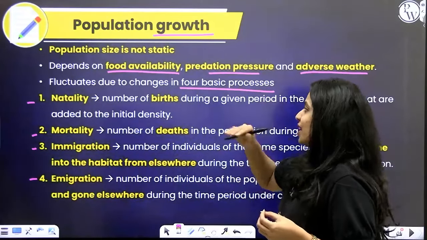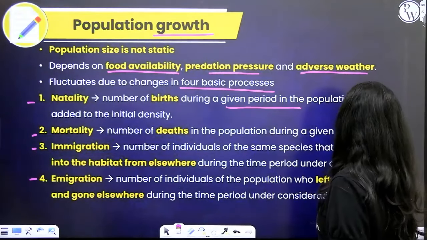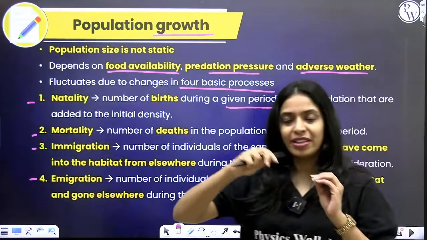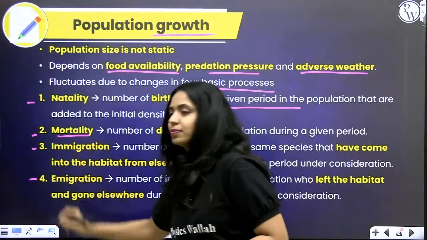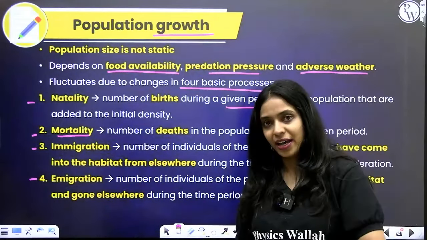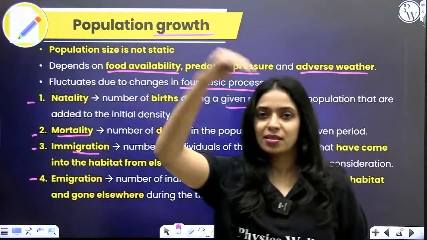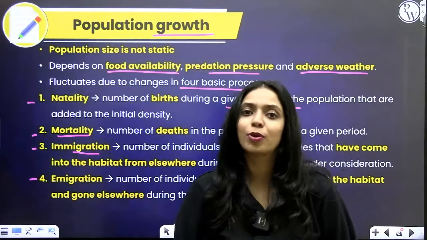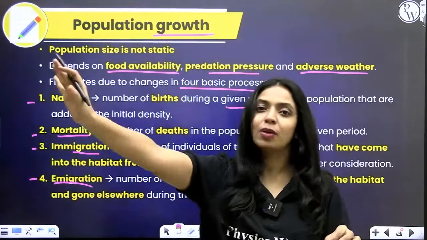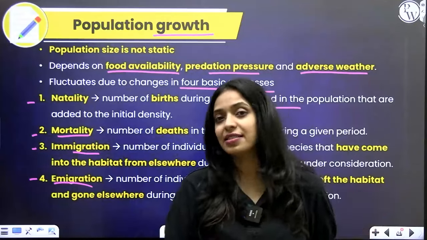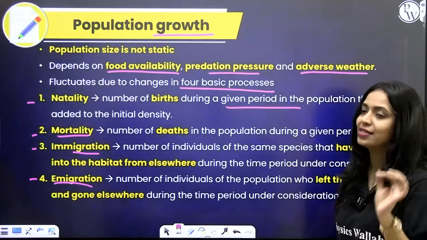So what is natality? Natality is the number of births during a given period in the population. So when some organism is giving birth, it is adding to the population. Mortality is death. If a couple of organisms in a population are dying, that will decrease the population density. Immigration: from some other population, an organism enters this population, that is adding to the population density. Emigration: some organisms from a particular population have left that population and that will cause a decrease in the population density. So these are the four processes that will alter and cause the population density to fluctuate.